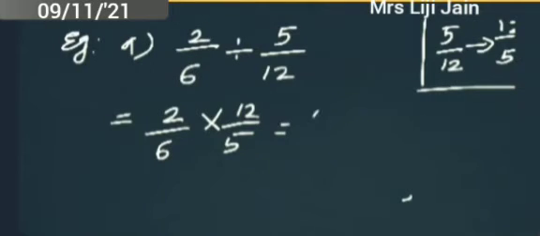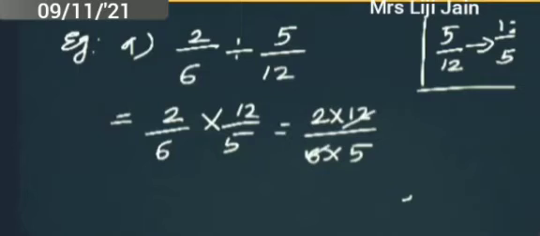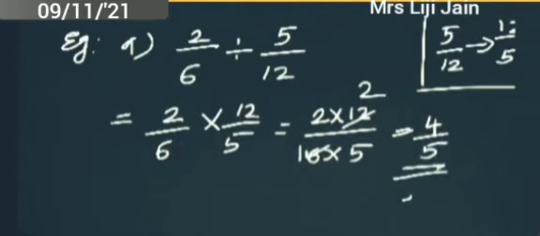So it becomes 2 into 12. You please write it down. Due to the lack of space, I am doing like this. Okay, 6 into 5. 6 which are 12? 6 2s are 12. Here 1. 2 2s are 4. 1 5s are 5. 4 by 5 is the final answer. Have you understood how to do this?